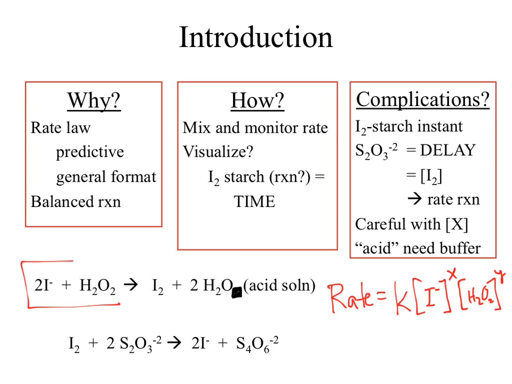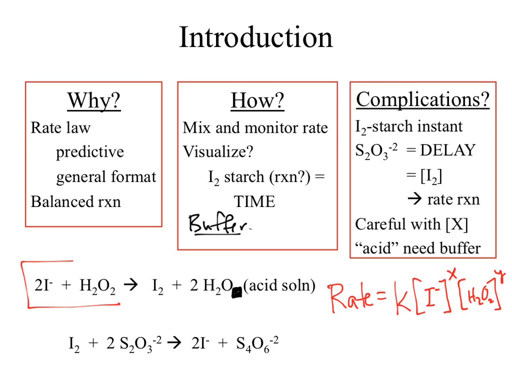So one of the things that we would need to make sure that we account for when we set this up, which would be kind of in our how category, which isn't on there, is we need to have a buffer. We need to put something in there that's going to stabilize the acid concentration and make sure it doesn't change through the course of the reaction. So that almost actually kind of worked as a reasonable segue. We need to have a buffer because our balanced equation suggests that we need acid present.